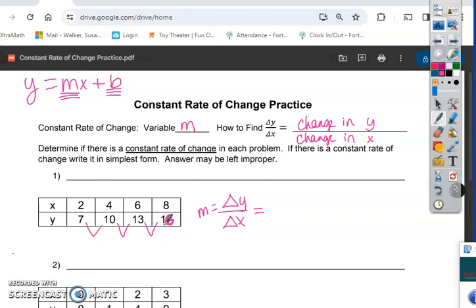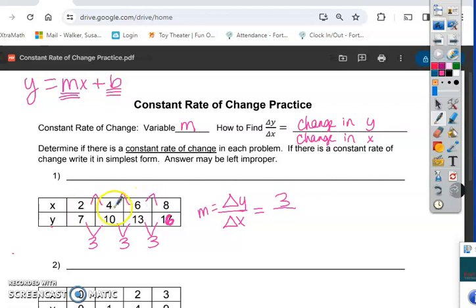So 7 plus what is 10? Hopefully you know that's 3. 10 plus what is 13? And 13 plus what is 16? That would be 3. Each of these would be 3. This 3, even though it's down, because y is down, I put it on top because delta y goes on top. So then we need to do the same thing here.